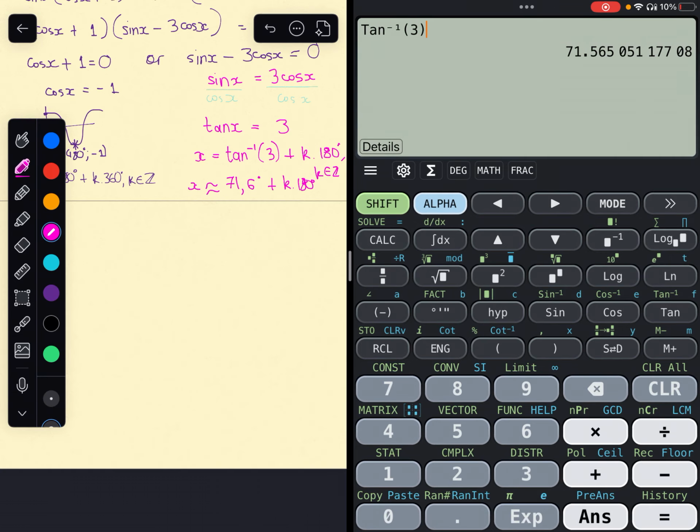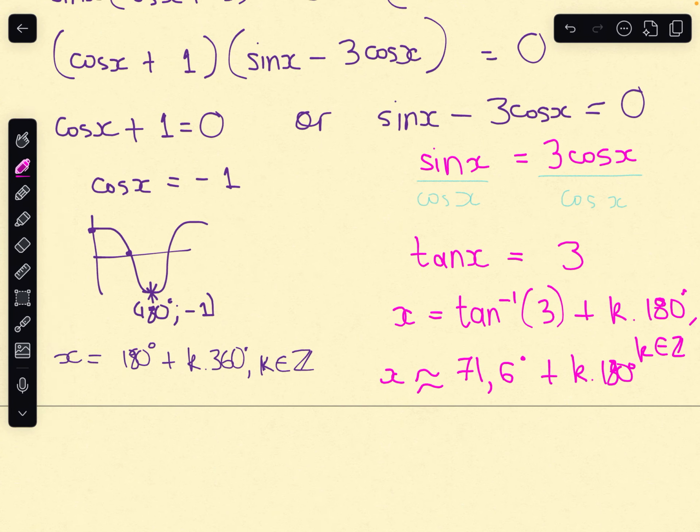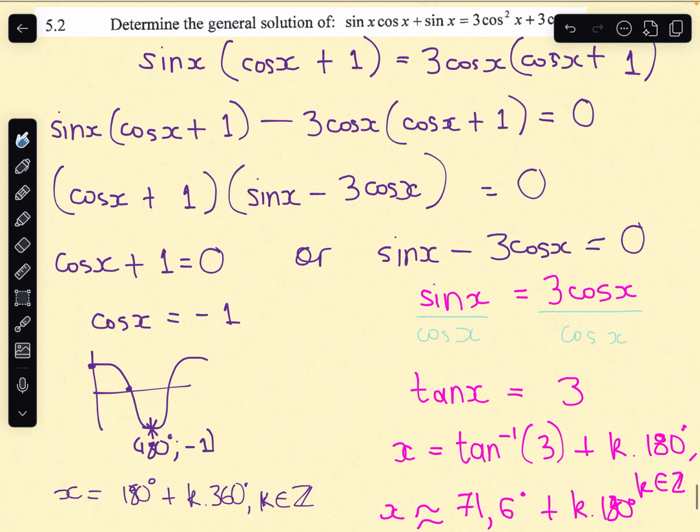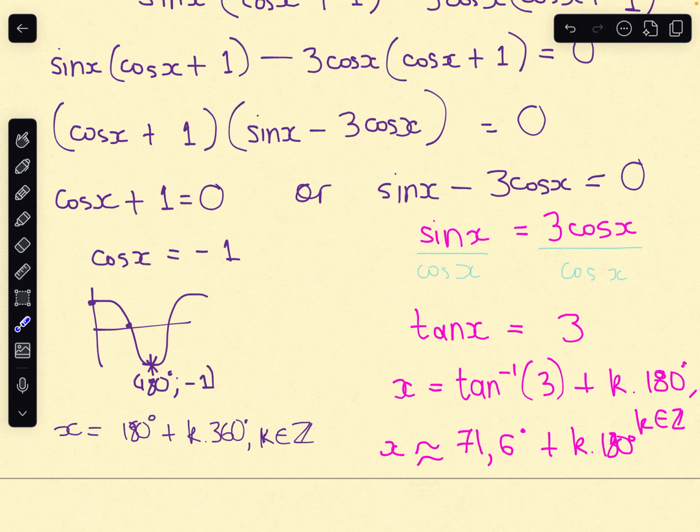Oh no, what am I doing? Oh, go away, calculator. So we've got x is equal to 180 plus however many periods, or x is around about 71.6 degrees plus k180. And of course, the wise thing to do in your exam is to just take a sample of your solution set and put it into the original equation. Let's see what you get.